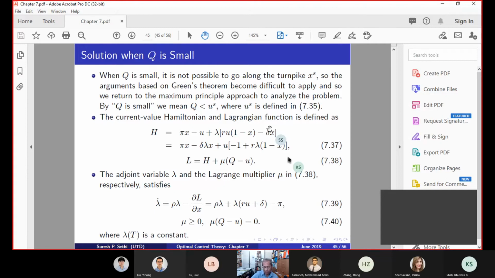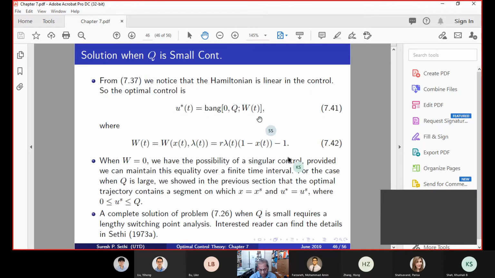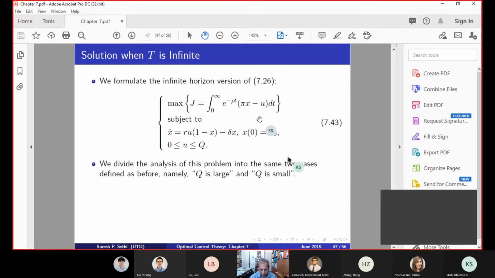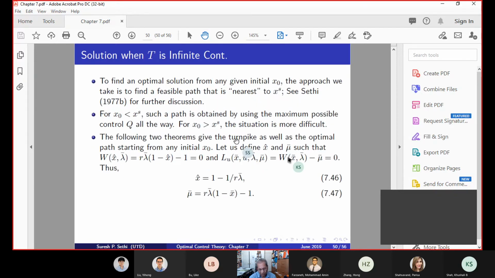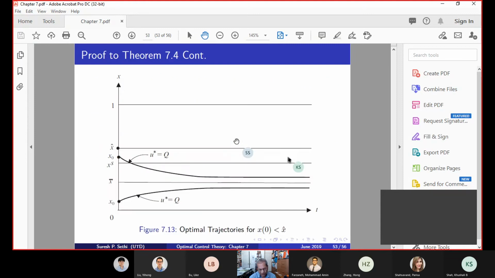So I'm trying to guess a solution and then solve it, okay? So I go to the solution first. Here's my problem. It's the same problem with all levels, but this is the difference. I now have 0 less than u less than Q instead of u bigger than or equal to 0. And I'm now saying Q is small. Q large means everything works. Okay, Q large means we already solved the problem. Q small means what to do. So I'm going to go straight to the results first.